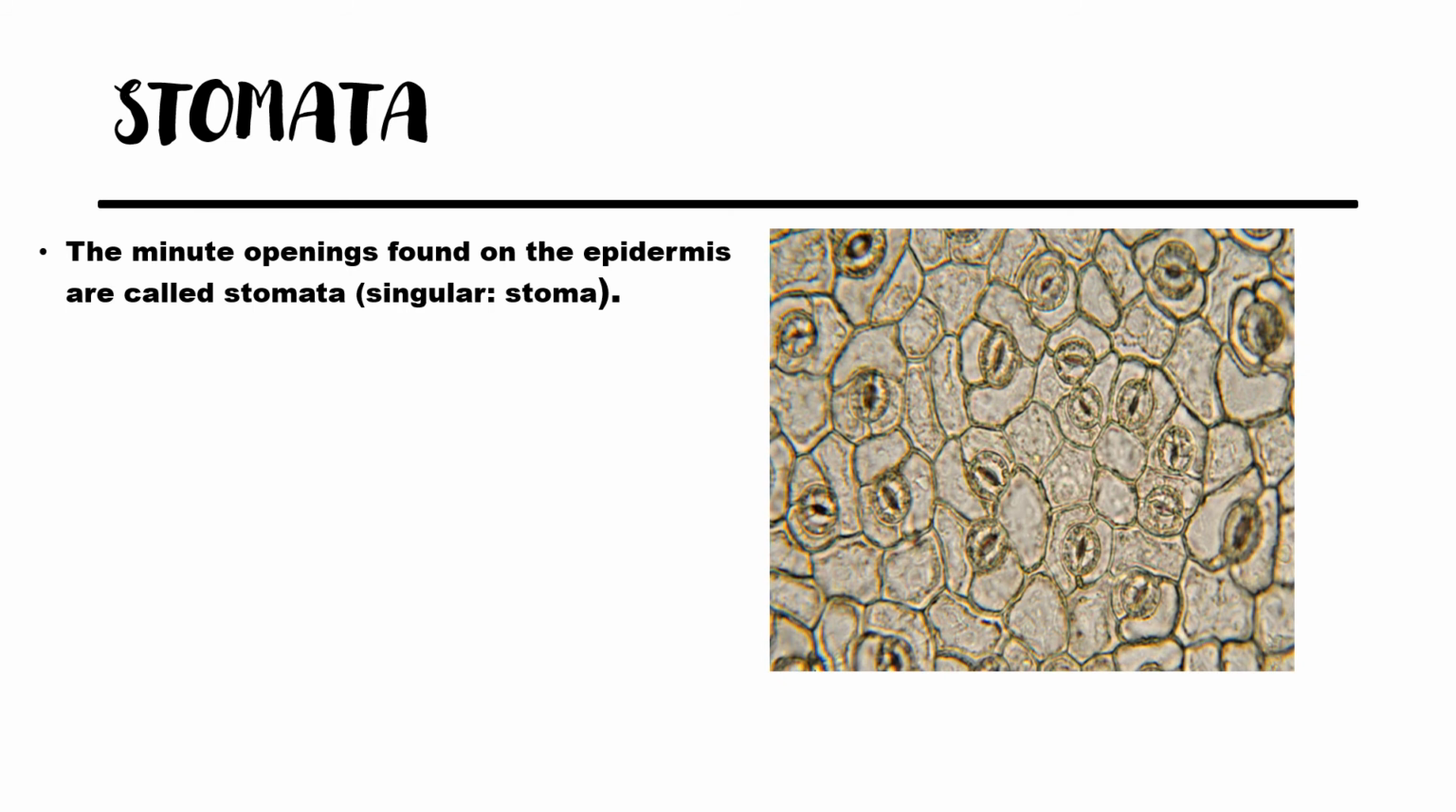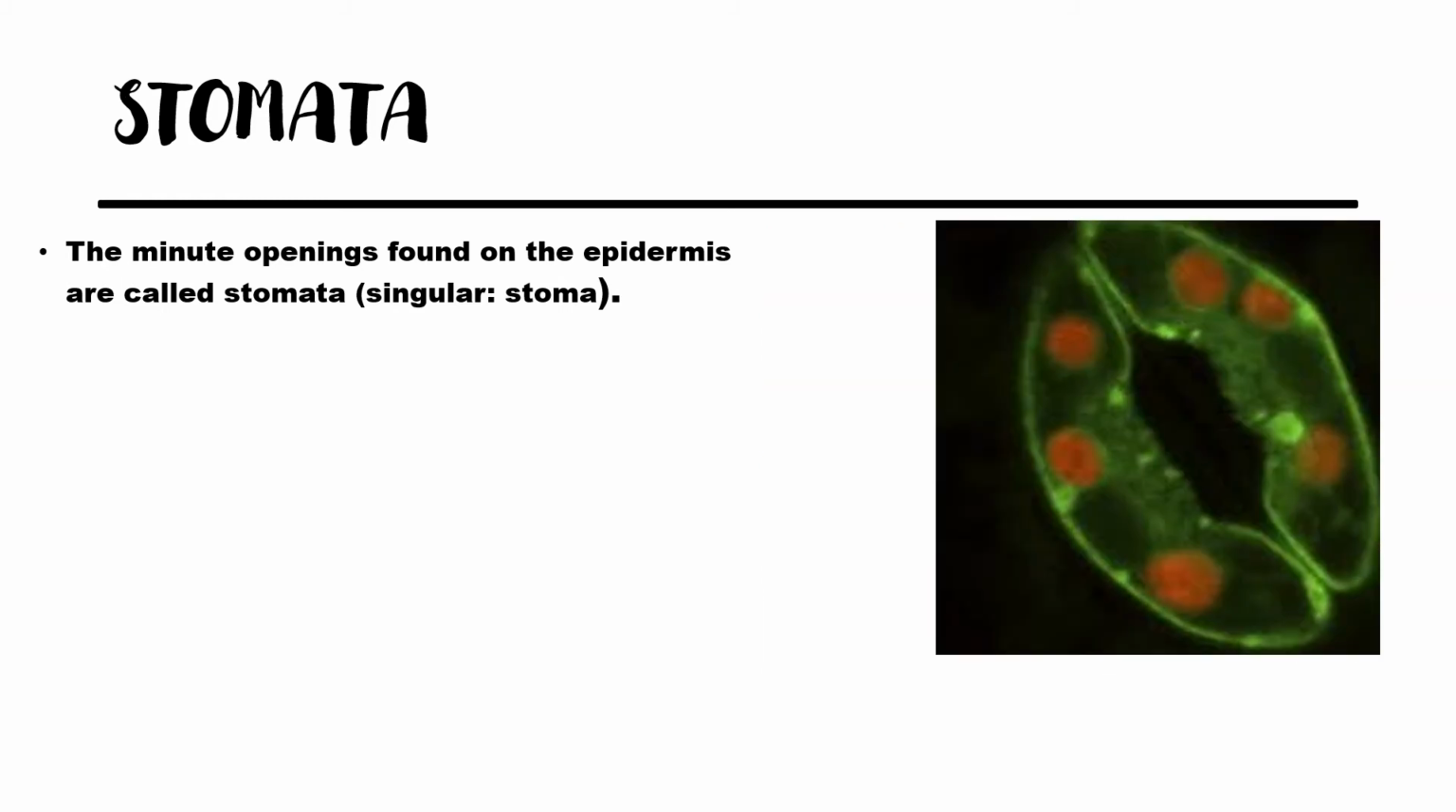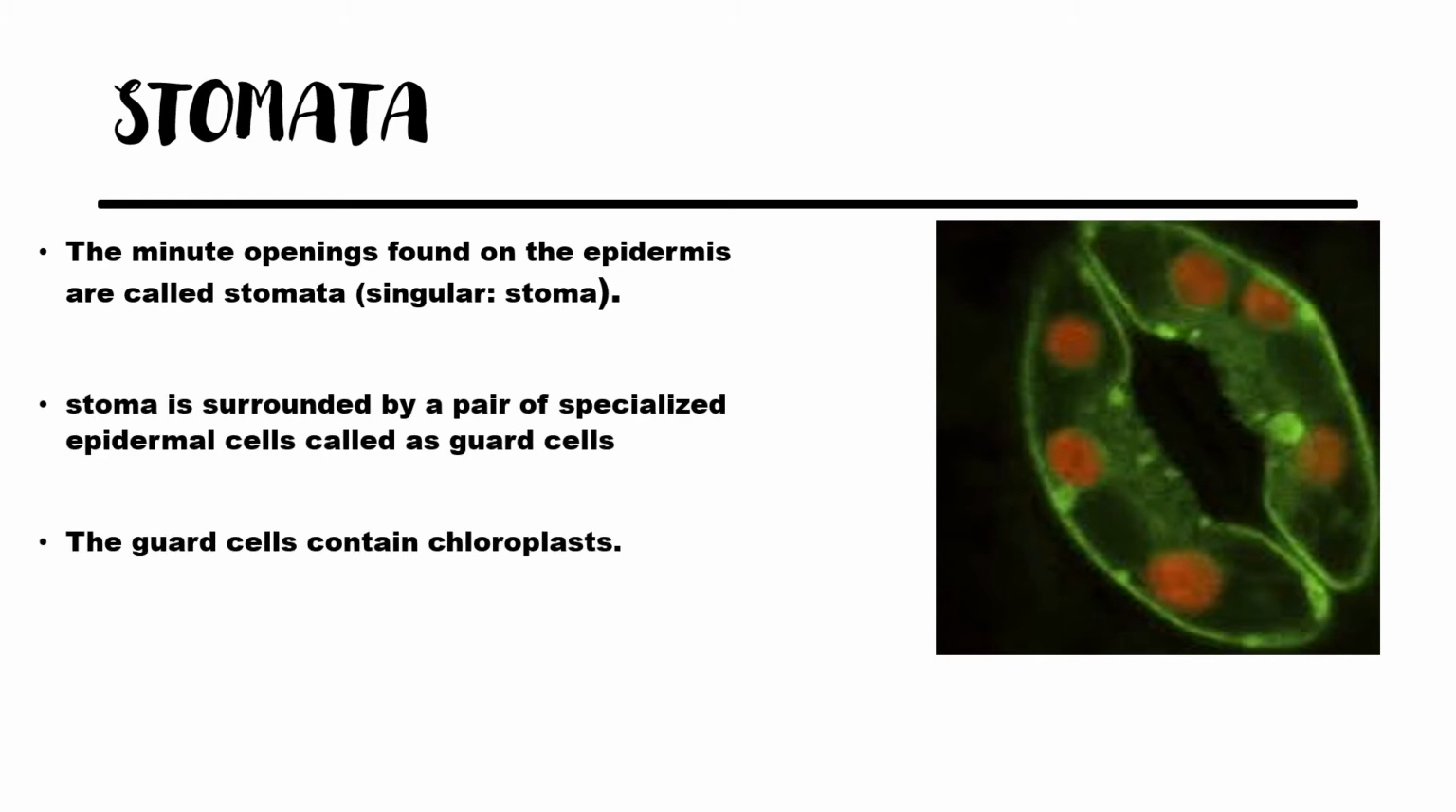Stomata is another kind of special structure associated with epidermal cells. These are the minute openings found in the epidermis. Stoma has come from a Greek word which means opening. And stoma is surrounded by a pair of cells which is called guard cells. Guard cells are specialized cells. They can open and close the stomata.